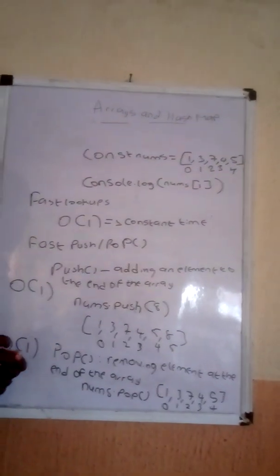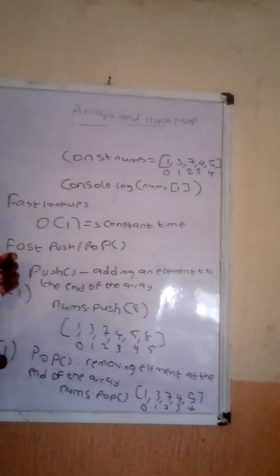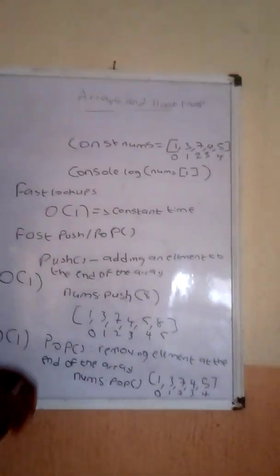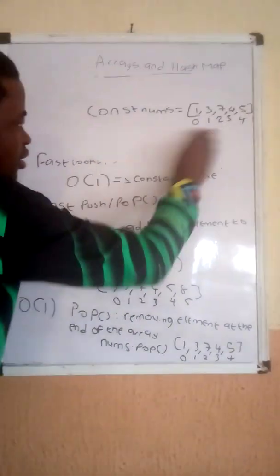Now, insert and delete are very slow. It's pretty slow in an array. So let's take an example.